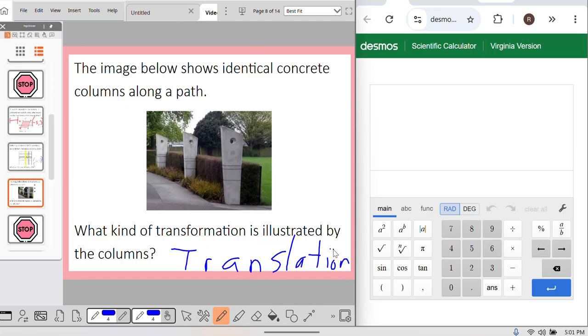If there's any flipping, then it's a reflection. But if they're facing the same way and just being slid, it's a translation.